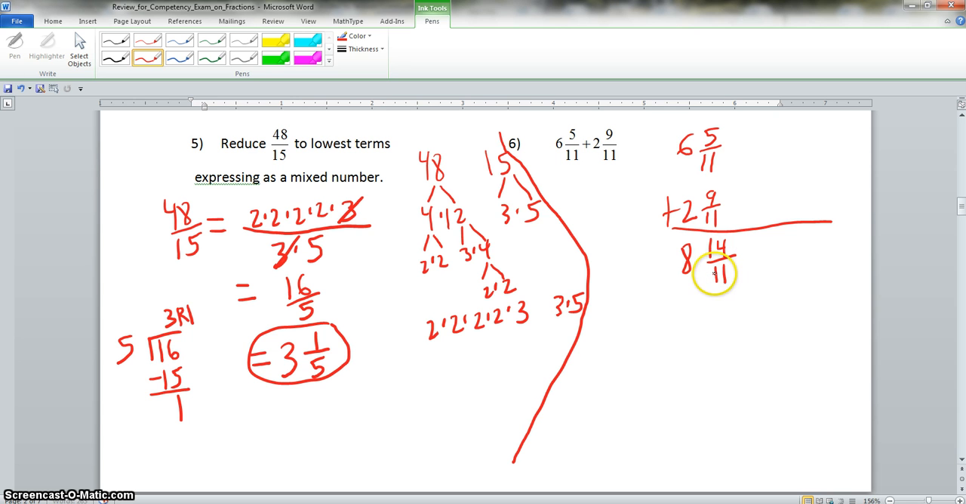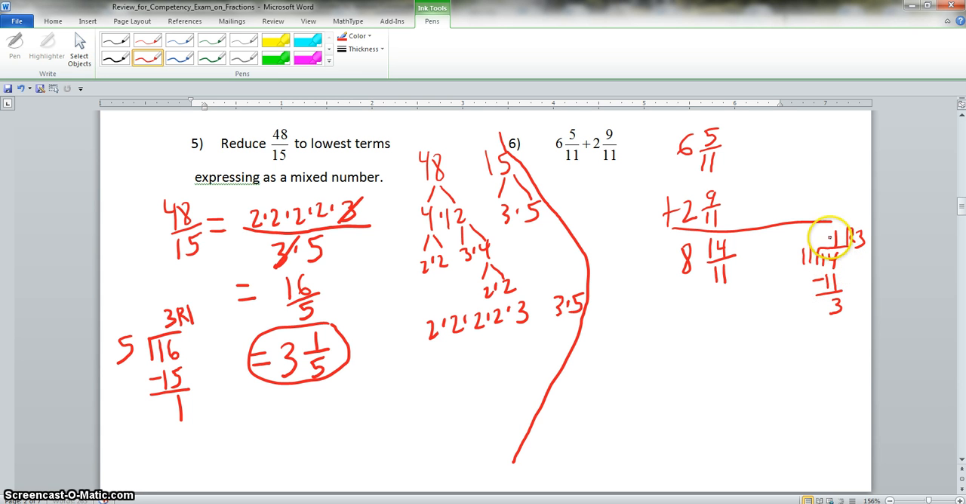So what we need to do here is find out what integer we could pull out of 14 divided by 11 and add that integer to 8, and whatever the fraction is, that will be your answer. So we'll go off here to the side and take 11 into 14. 11 goes into 14 once. 1 times 11 is 11. 14 minus 11 is 3. So your remainder is 3.